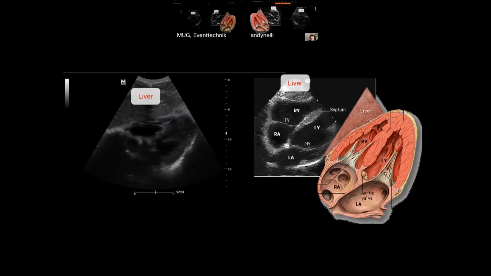So we're going to start with the subcostal view. And the reason we're starting with the subcostal view is that it's one of the first cardiac views you learn, as you do the subcostal view as part of the FAST scan. So I know we've moved on to cardiac ultrasound, but this is still kind of part of the FAST scan.